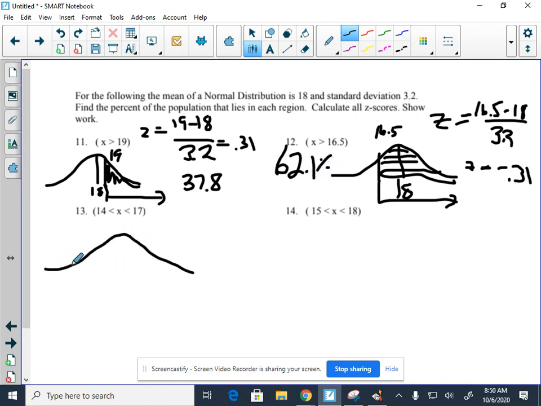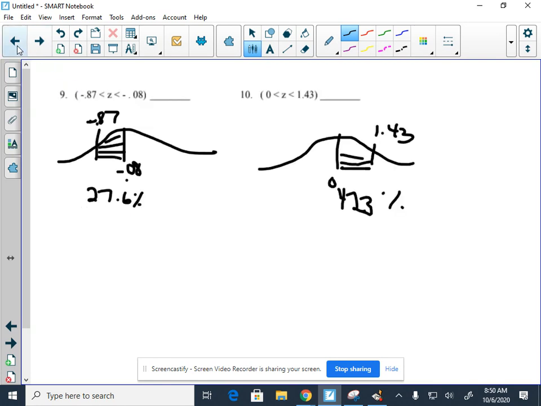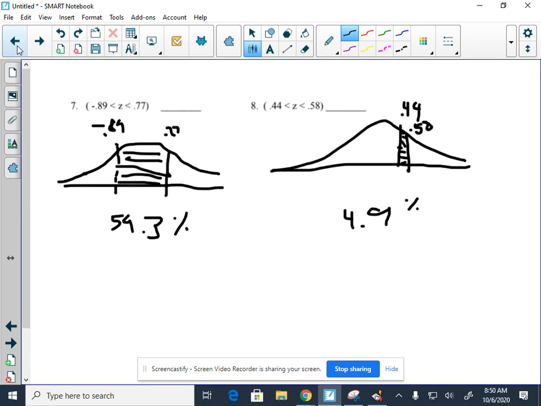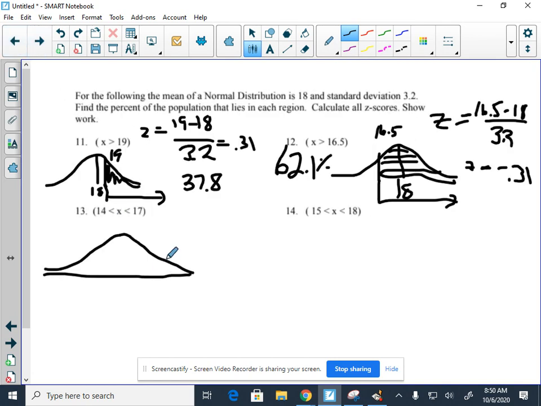Okay, this one, number 13, is kind of like what we did in numbers 7, 8, 9, and 10. It's between 2 of the z-scores. So again, the 18 is here, and you're going from 14, which is somewhere down here, up to 17 and trying to find that area. And you're shading in between. So now you're going to need 2 z-scores. I'm going to write them on the board quick so I don't have to write them with the mouse. It'll be a little faster.